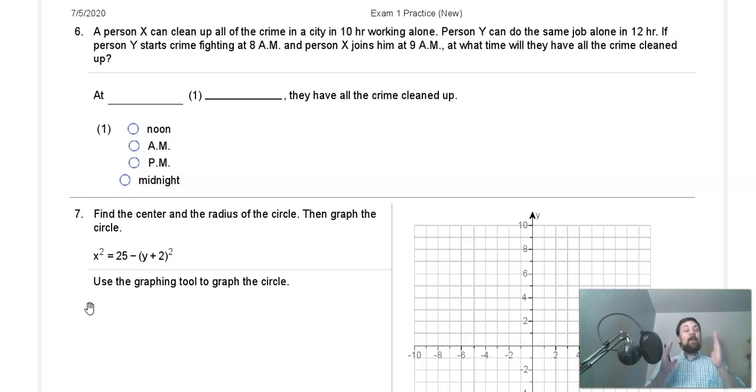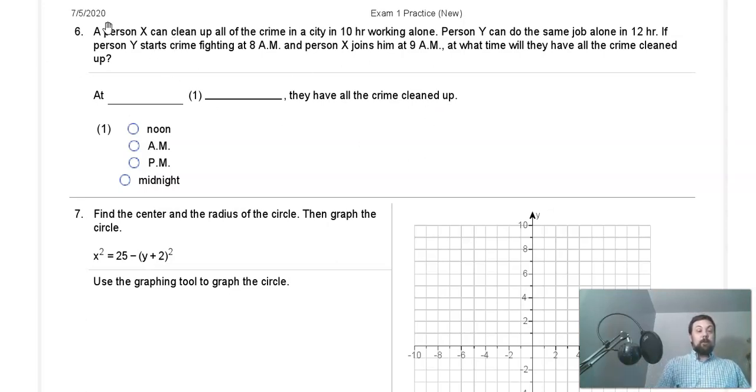But again, even if that ends up being right, if you have no work to support that answer, I will not give you credit for that. So you need to know how to set up the problem and work towards getting that answer if you want to get credit for it. So don't just put 1 p.m. here. If that's all that's on your test, it might not even be right, but even if it is, you still wouldn't get credit for it if you're not supporting your answer with work.